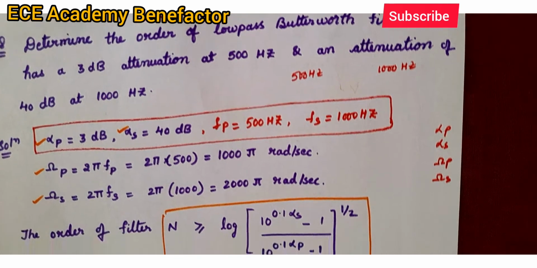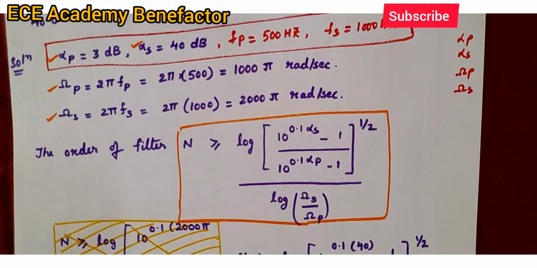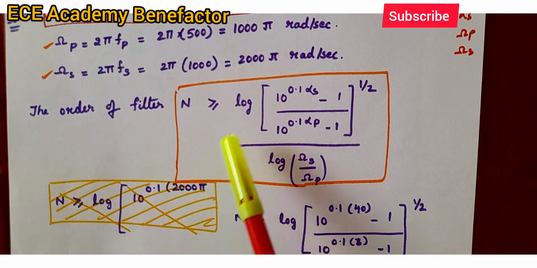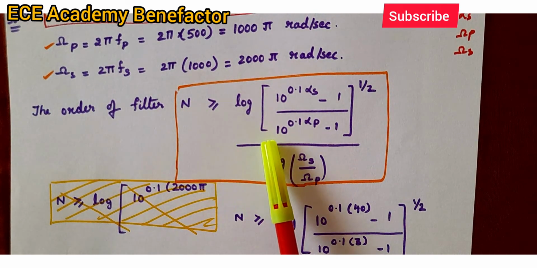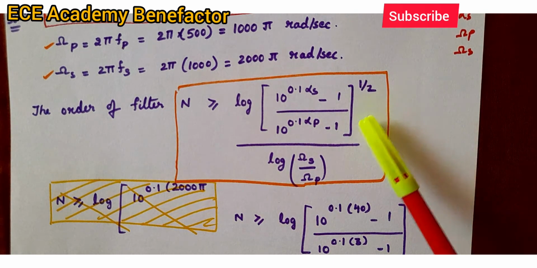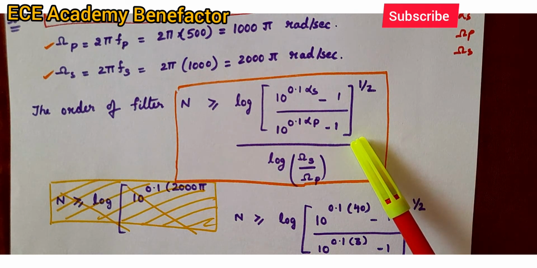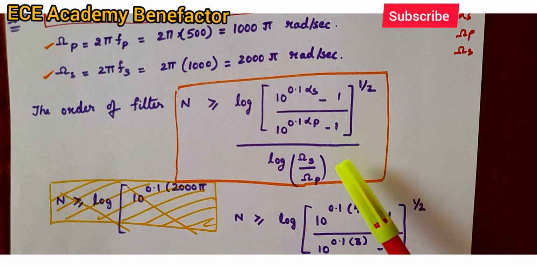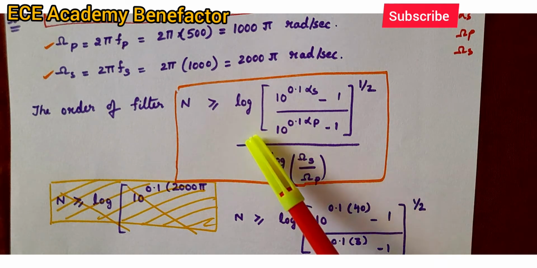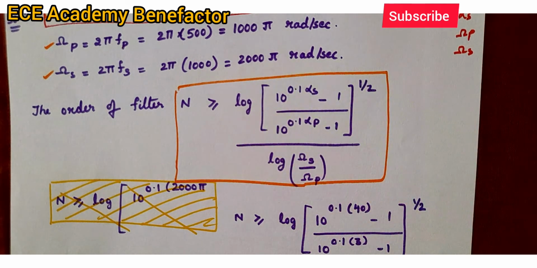Now, what is the equation for the order of a Butterworth filter? N should be greater than or equal to log of root over 10 to the power of 0.1 alpha s minus 1 by 10 to the power of 0.1 alpha p minus 1, divided by log of ohm s by ohm p.